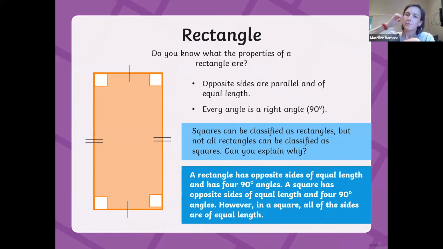So, important. Can squares be classified as rectangles? And can rectangles be classified as squares? Have you ever thought about this? So I would say that a square is a rectangle, but a rectangle is not a square. Yeah, okay, because a square has all the sides equal and the 90-degree corners.